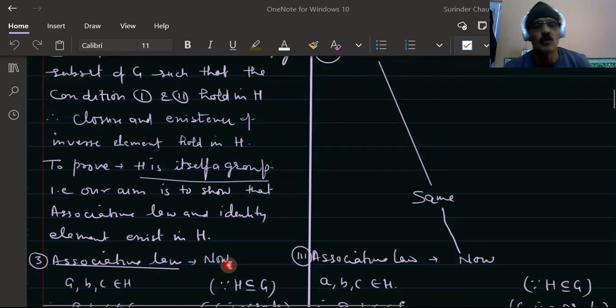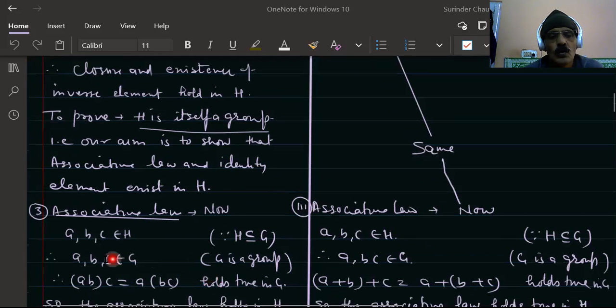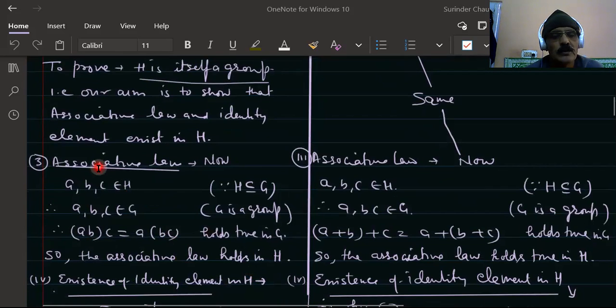As for the associative law, let a, b, c belong to H. H is a subset of G, so a, b, c also belong to G. G is a group, therefore the associative law holds in G. So the associative law holds in H also.